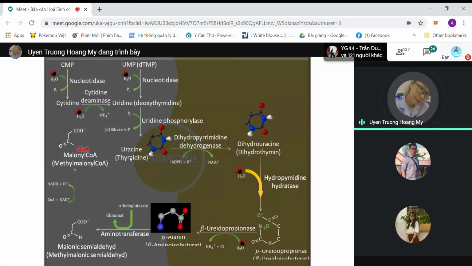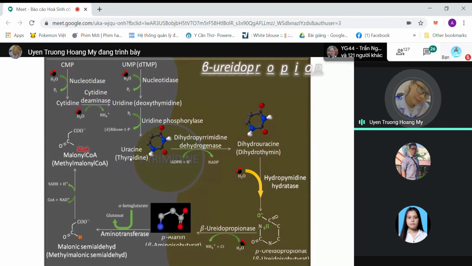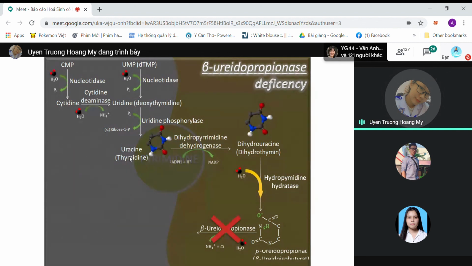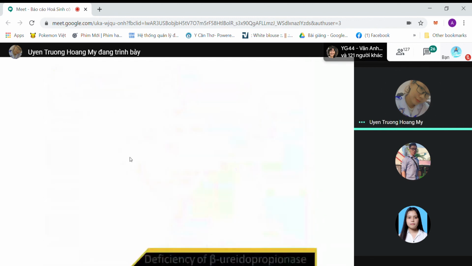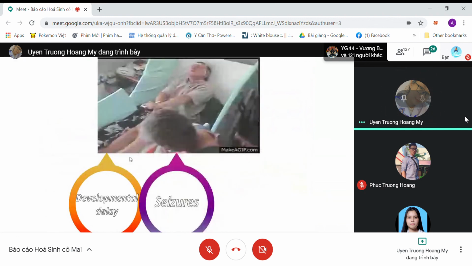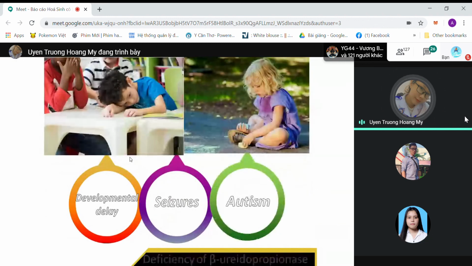And the last one is beta-ureidopropionase deficiency. Loss of this enzyme function reduces the production of beta-aminoisobutyrate. It may impair the function of these molecules in the nervous system, leading to neurological problems such as developmental delay, seizures, and autism.